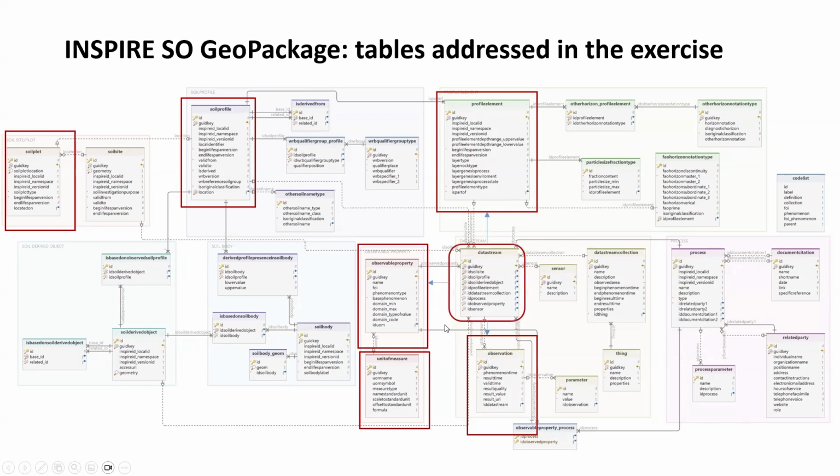There is another table which is really essential, which is the data stream table, which is meant to link the observation to the related feature of interest, that in this case is the profile element. So in this case, the data stream will link the observation to the profile element and to the related observable properties.